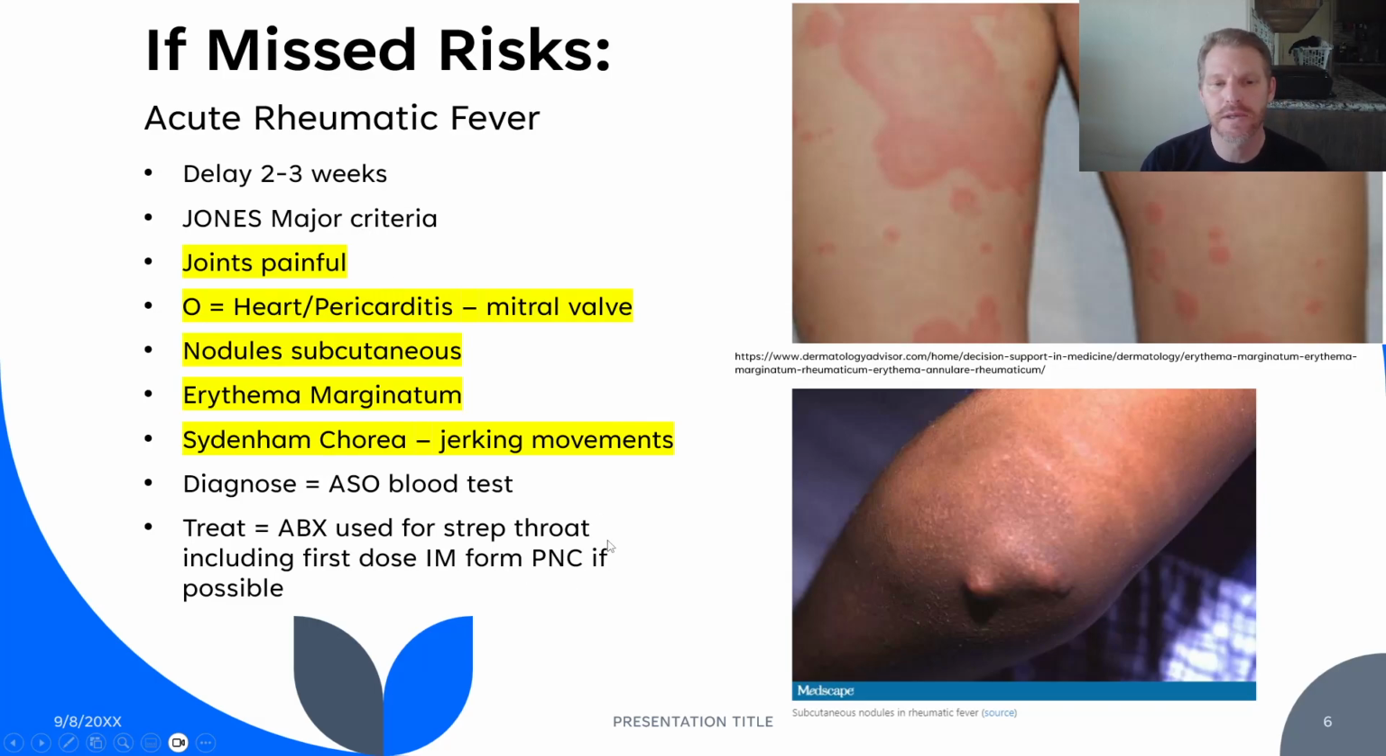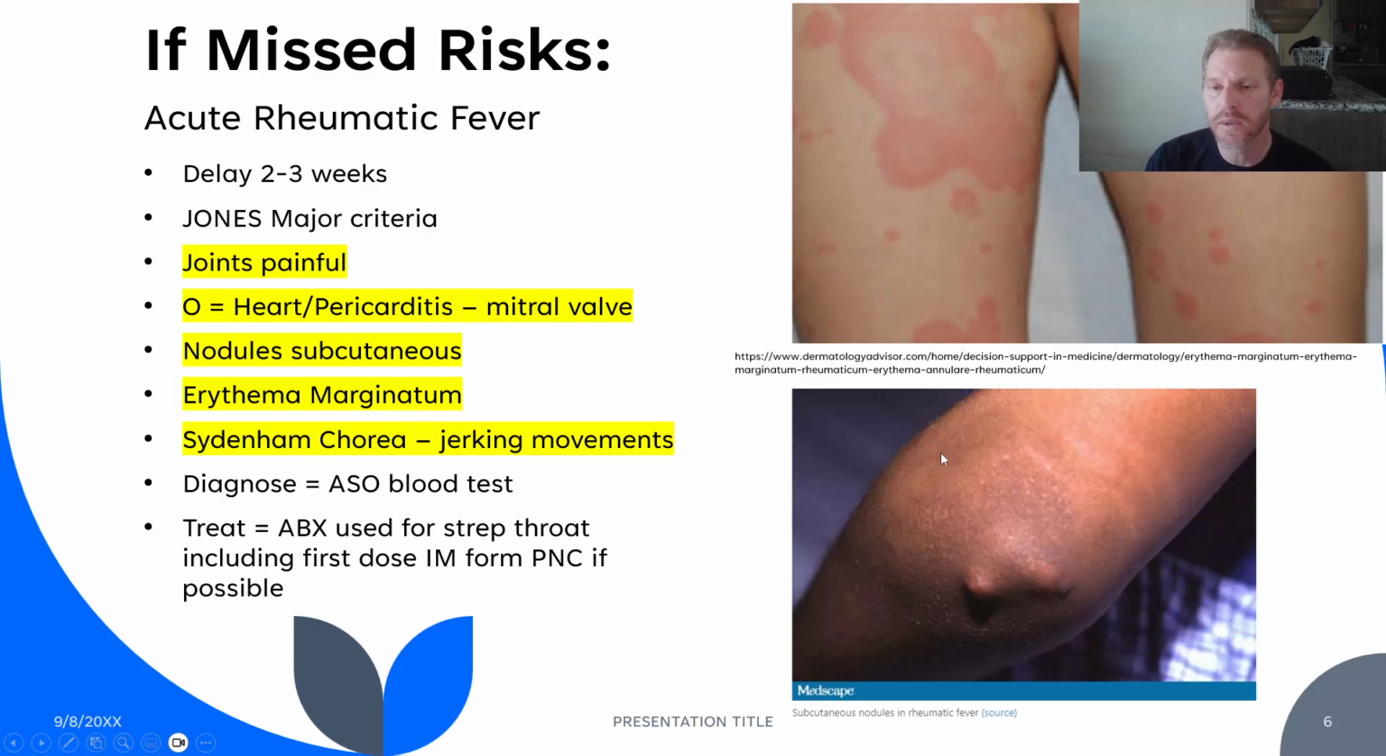How we diagnose this is obviously clinical. If you suspect it, and there was a history of a sore throat leading to some of these symptoms, then we should heavily suspect strep throat and treat. But the way to confirm the diagnosis is with the ASO blood test, where we're checking for previous exposure to strep in the bloodstream. It will be positive if they've had a recent strep throat in the last month or so.